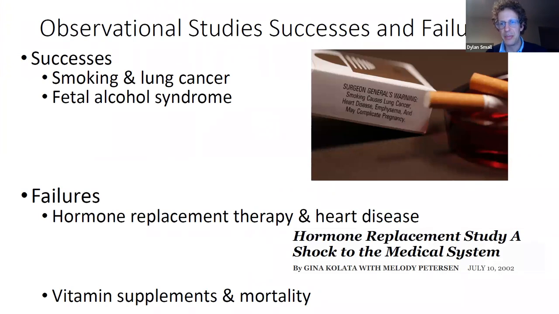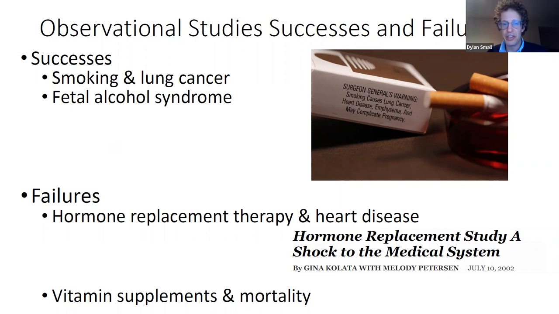Observational studies have had some big successes and failures. The most famous success when teaching textbooks is that the evidence for smoking causing lung cancer came all from observational studies. There were no randomized trials. Another one is fetal alcohol syndrome. It used to be that doctors actually prescribed alcohol to pregnant women to relax them. It was through observational studies that it was discovered that drinking can cause fetal alcohol syndrome in the child.